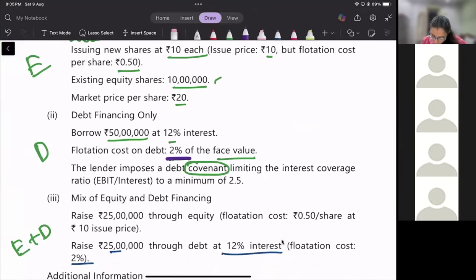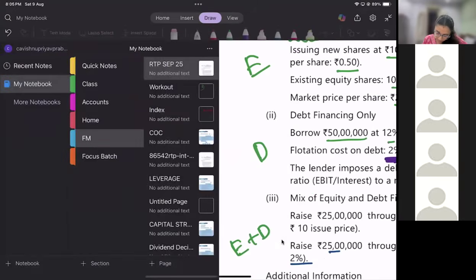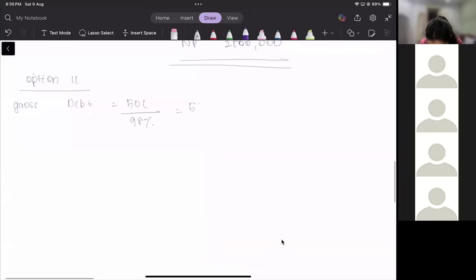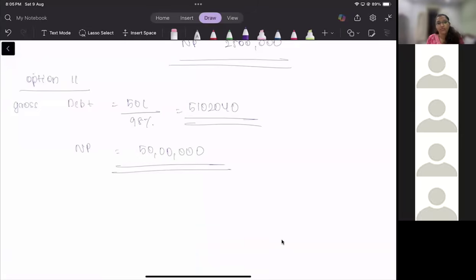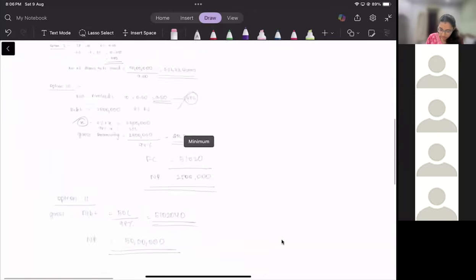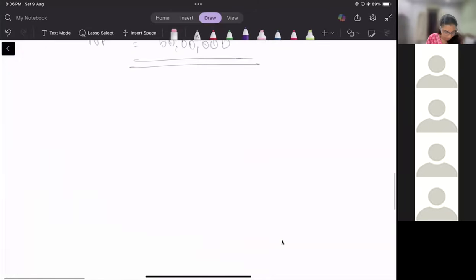Same only. Flotation cost is 2%. Yes. Correct. 50 lakh by 98 percentage. So this will be our gross debt, but our net proceeds will be anyway 50 lakh. Correct. So that was the first part of the question. I hope it's clear right now.